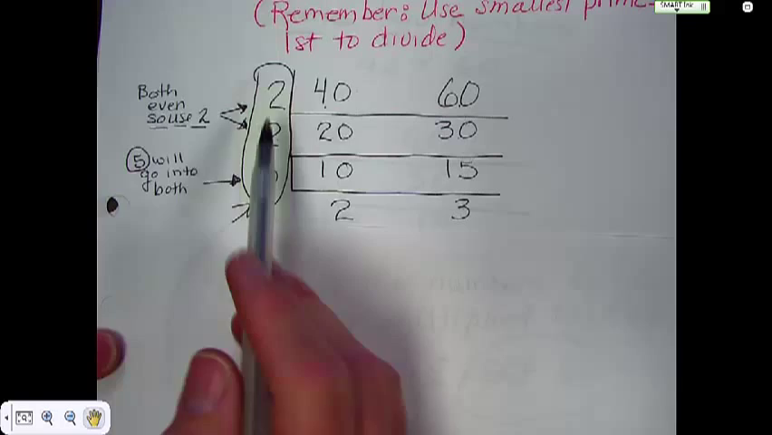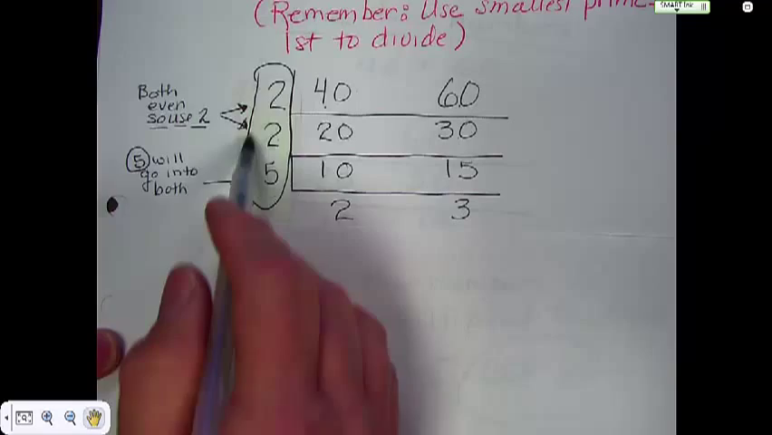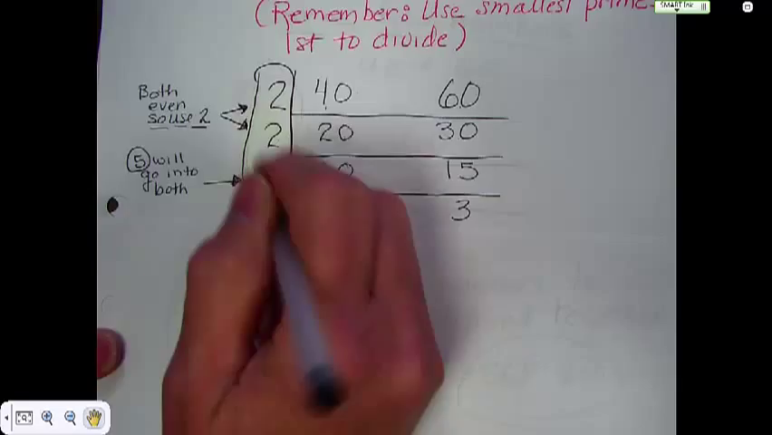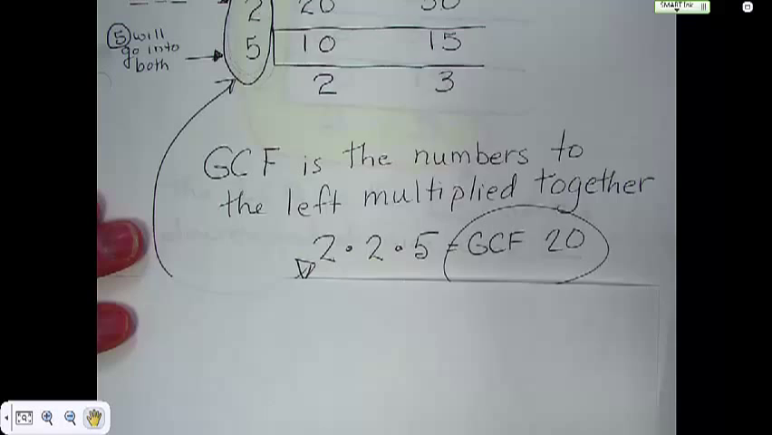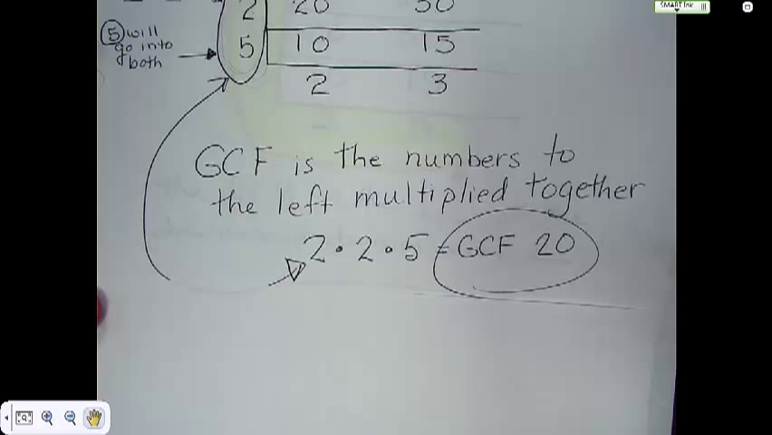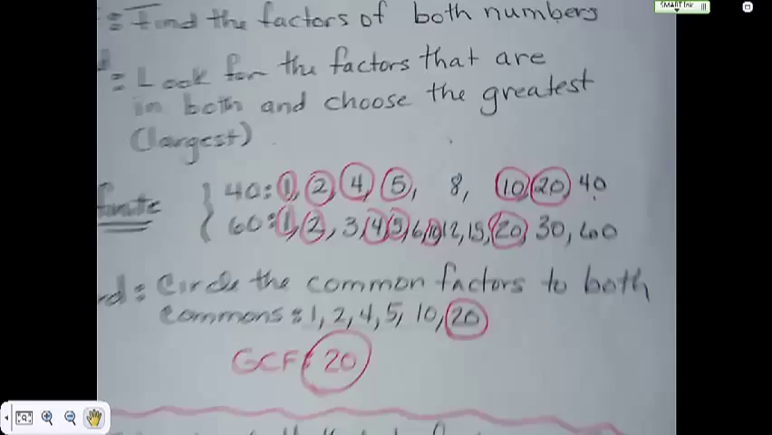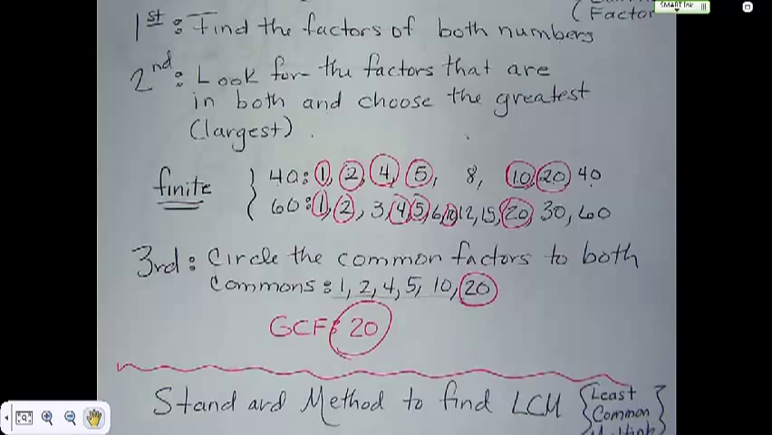Now we have, right here, is the greatest common factor. All we have to do is take these three numbers and multiply them together. 2 times 2 times 5, and we get the greatest common factor of 20. Now, I'm going to remind you that we found that here. Remember what we went through to find it on the very first page? We found the greatest common factor is 20. Okay? We just found it using just this.